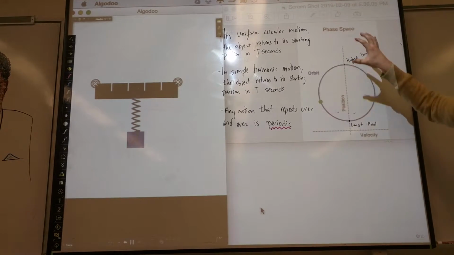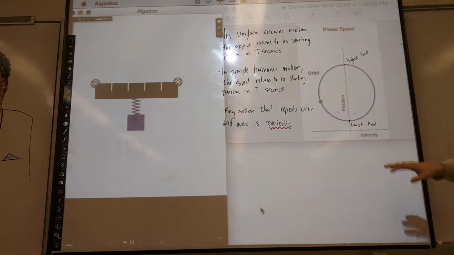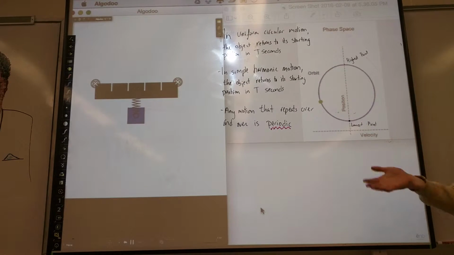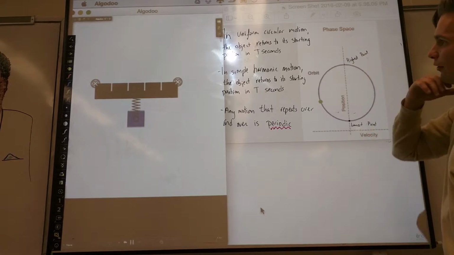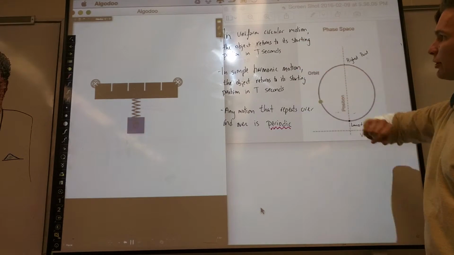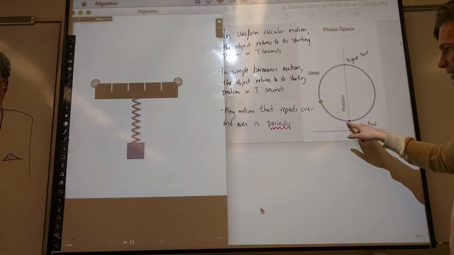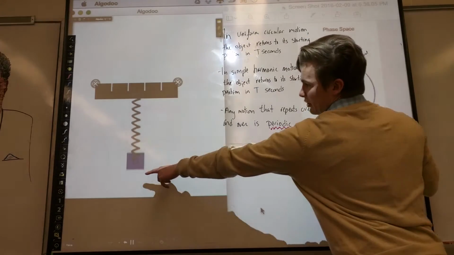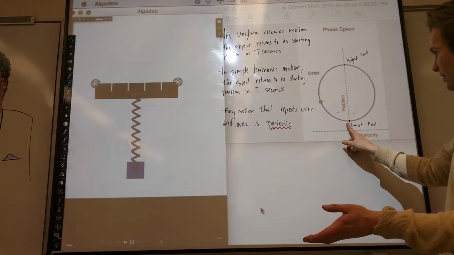This is called a phase space graph, where I have position on the y and velocity on the x. You're not really going to see a ton of this, but it is helpful to consider how circular motion and simple harmonic motion are similar. It should make sense that when you're at the lowest point, you're basically at, for a split second, zero velocity.